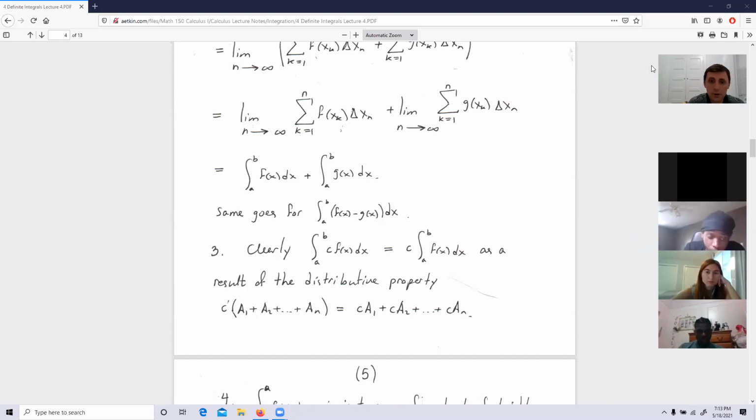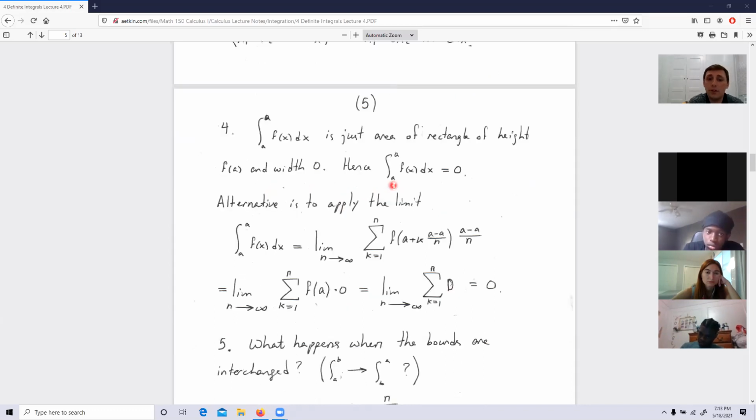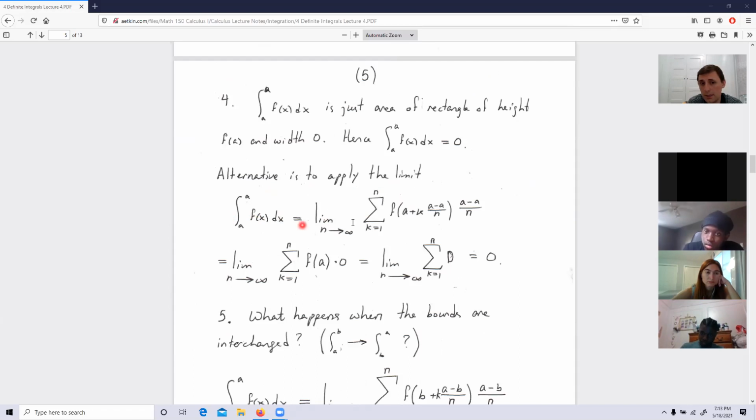The answer is, of course, 0, because this is just an area that has no width, if you think of it geometrically. But if you think about it formally, this integral just means this limit. So I begin from this point, and I displace by k multiplied by top point minus bottom point, which in this case is 0, divided by n. And that's the width. So what am I adding up? I'm adding up lots of f of a's multiplied by 0. In other words, I'm just adding up a lot of zeros.